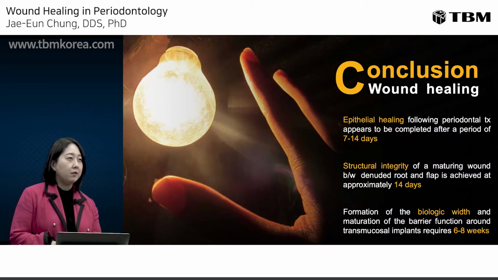We can make conclusions like the following. Epithelial healing following periodontal treatment appears to be completed after a period of 7 to 14 days, and structural integrity of a maturing wound between denuded root and flap is achieved at approximately 14 days. Formation of the biologic width and maturation of the barrier function around transmucosal dental implants requires about 6 to 8 weeks.